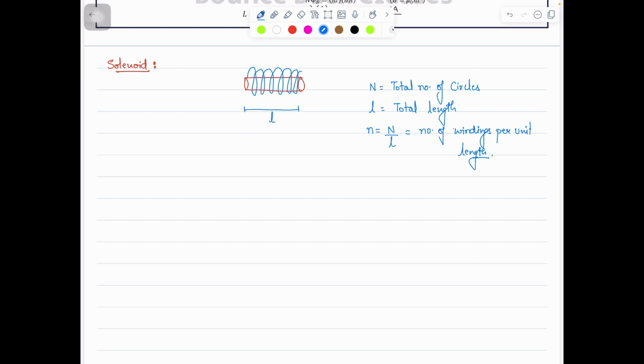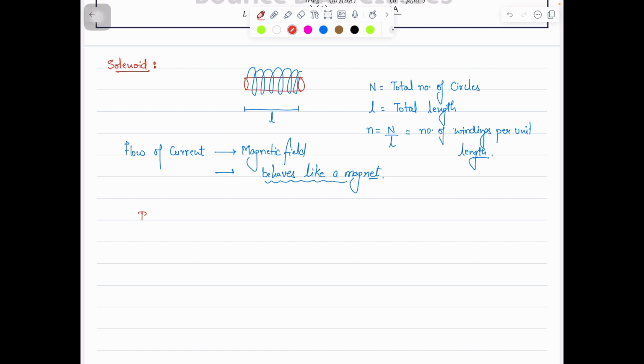Whenever there is a flow of current, what will happen? It produces a magnetic field, and it behaves like a magnet. If it behaves like a magnet, it will give us a magnetic field.